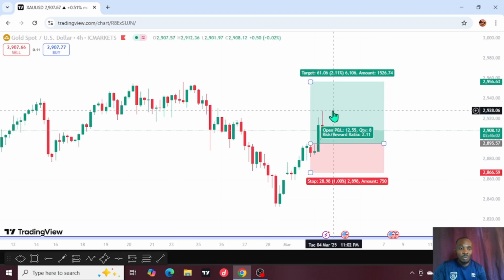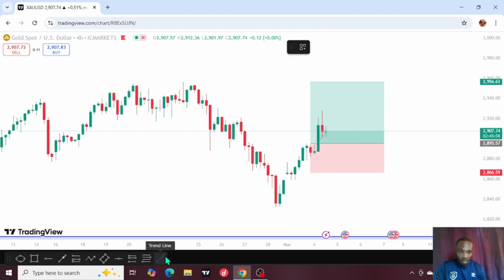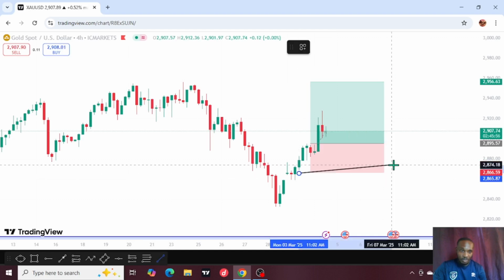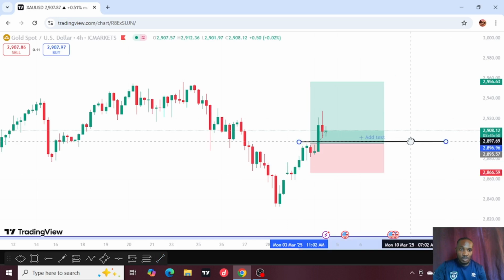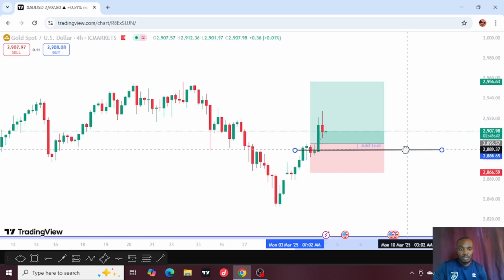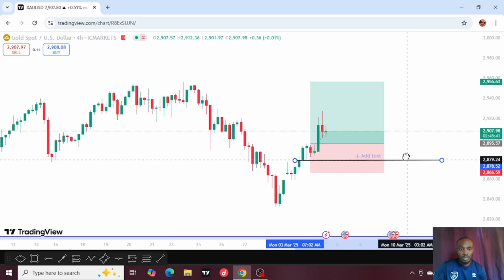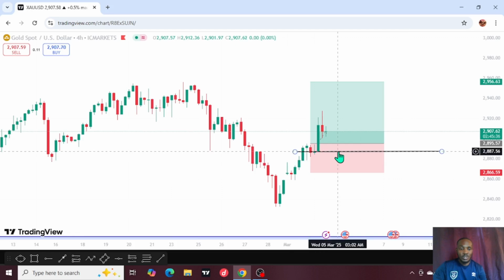I closed out half of the position. I moved my stop loss from here. My stop loss was here, and I moved it from here to this point. It was here. My stop loss is here now. Yeah, because I just checked. My stop loss is resting here.